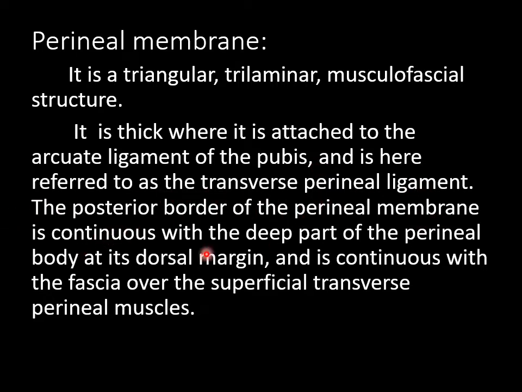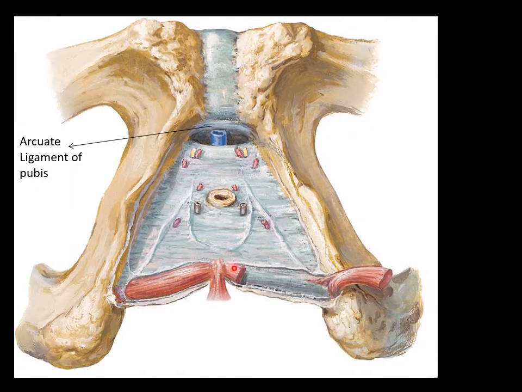The posterior border of the perineal membrane is continuous with the deep part of the perineal body at its dorsal margin, and is continuous with the fascia over the superficial transverse perineal muscles. Here you can identify the perineal membrane, which is a thick sheet forming the transverse perineal ligament, and posteriorly it extends downwards and covers the superficial transverse perineal muscles, which are present in the superficial perineal pouch.